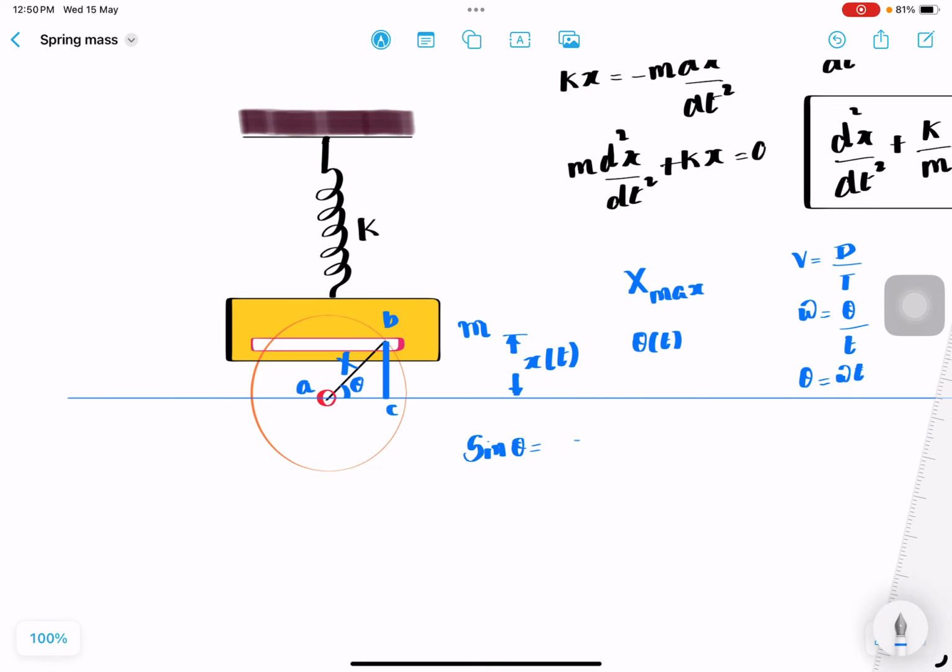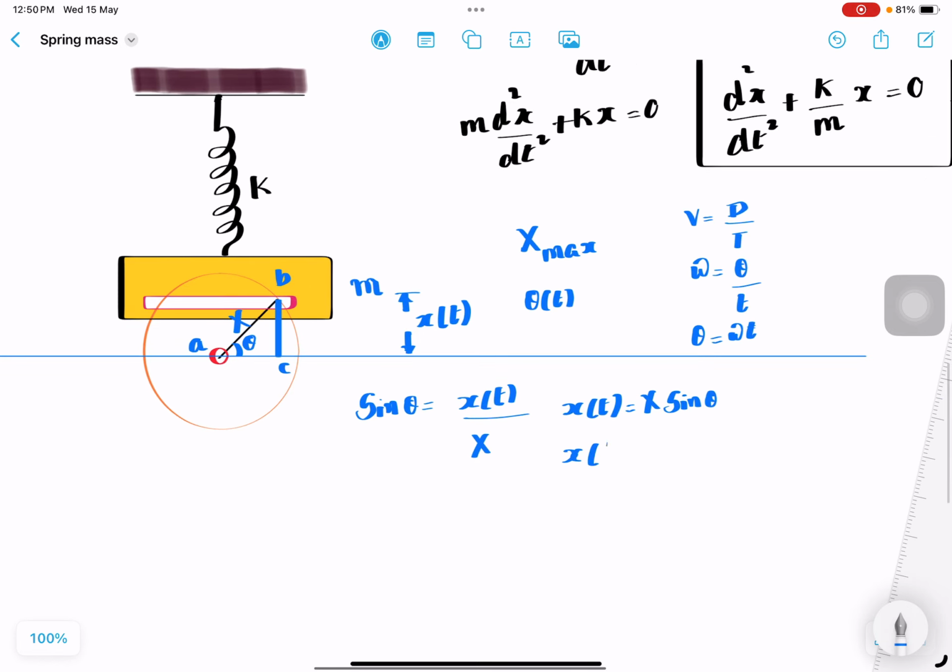It is the opposite side, which is x of t, divided by the hypotenuse, which is the link length, capital X. So this gives us the expression x of t is equal to capital X into sine theta. In the next step, I can write x of t is equal to capital X into sine of omega into t. Okay, that's the expression for displacement.